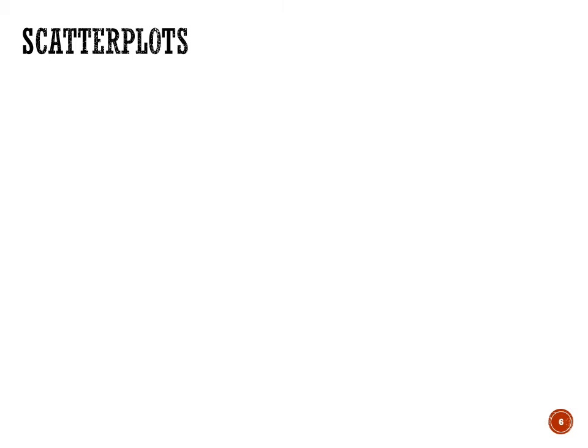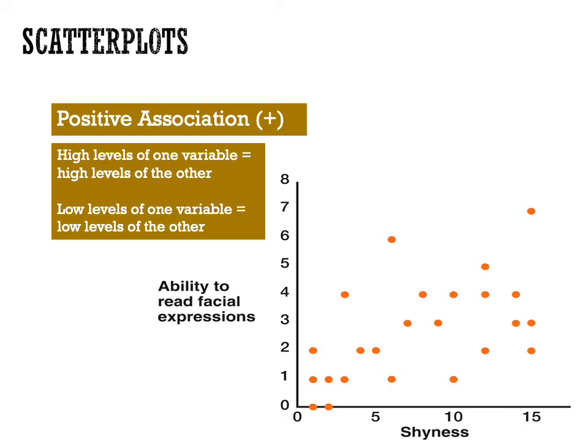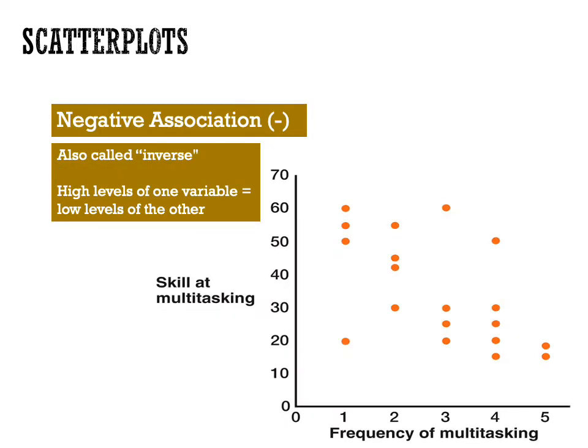Now with scatter plots, one variable is plotted on the x-axis and one is plotted on the y-axis. We can fit a line through the data that gives us a slope. The slope shows the direction of that association, whether it's positive, negative, or if there's no association. So when an association is positive, that means that high scores on one variable are equal to high scores on another variable, as well as low scores being correlated with low scores on another variable.